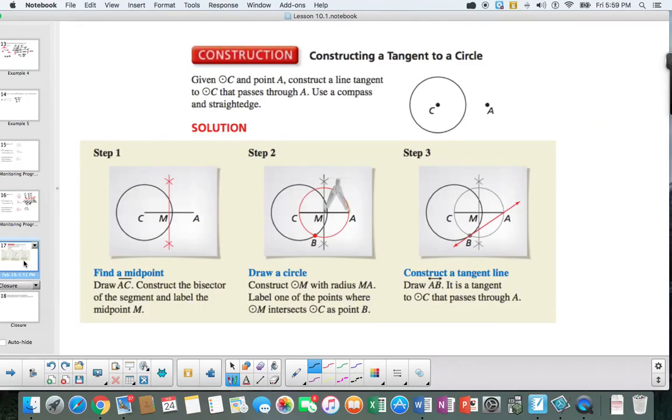When you get to class tomorrow, we'll also do a construction. We'll be constructing a tangent line, and we'll be following these steps.